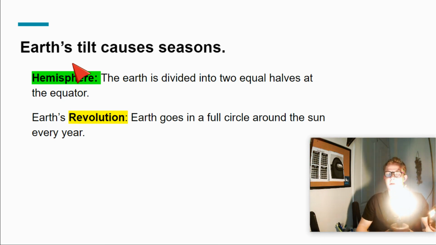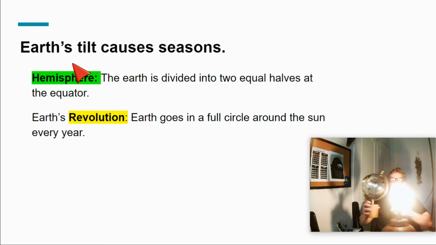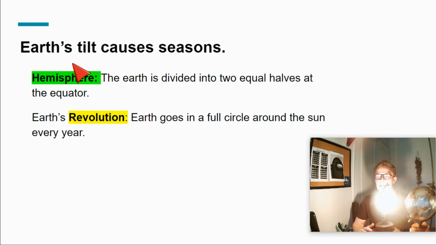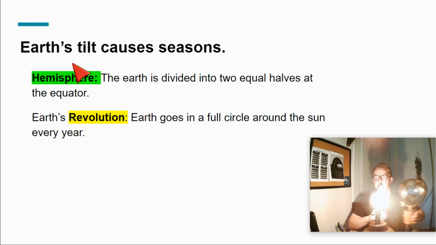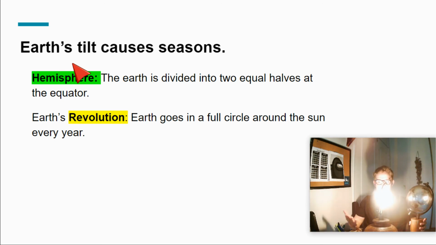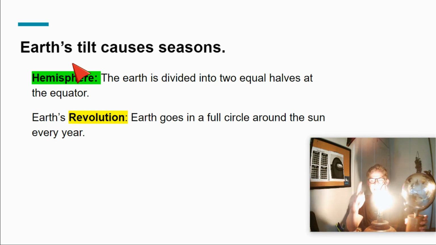Before we get into that, I need to tell you that Earth's revolution is when the Earth goes around the sun in a full circle. This takes place once every single year. So we have 1 year, 2 years. You get the point? Now watch this.